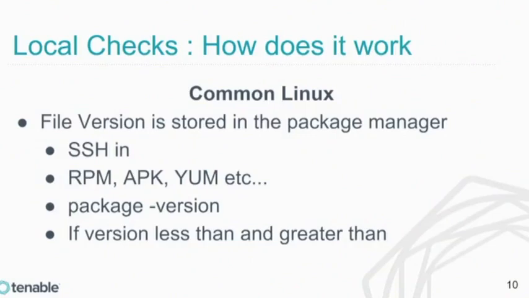Linux makes this very easy. With Linux, we automate basically all of our checks. RPMs, APKs, YUM files, all this kind of stuff. If you do a dash version on something like an APK package, we can get the version put back to us. All we do is SSH in, grab that, pop it back down, and compare it against what we got.